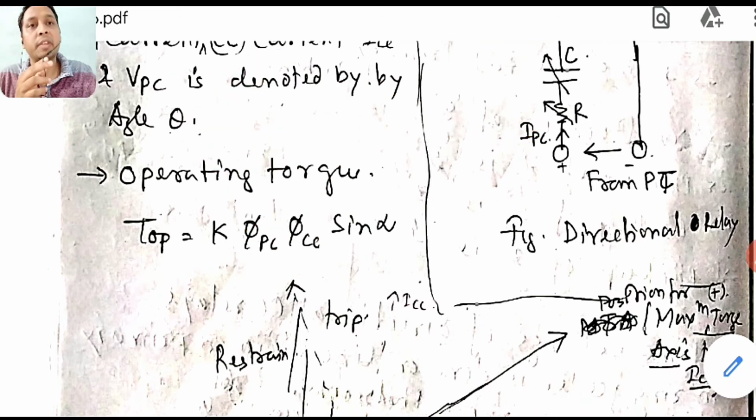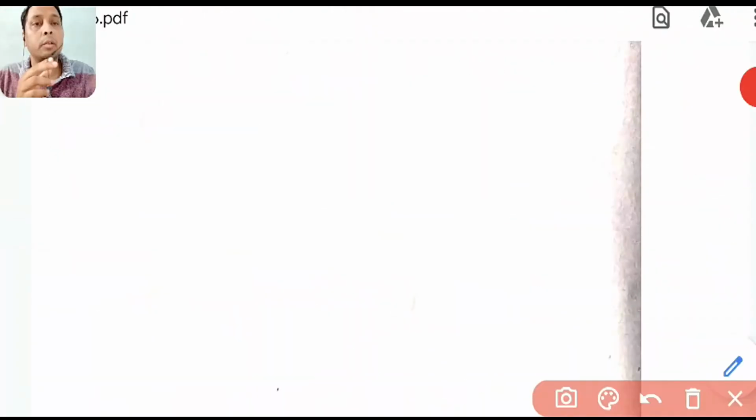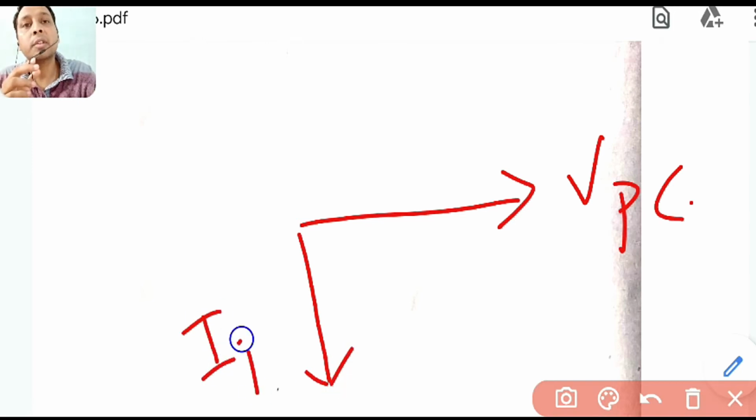Now let me draw the phasor diagram afresh. Suppose this is my VPC. This is the pressure coil voltage, the voltage the relay is sensing. So what is my pressure coil current? It is highly inductive, I told you, so it will be at an angle of almost 90 degrees. So it is IPC. What is this angle? Theta PC.